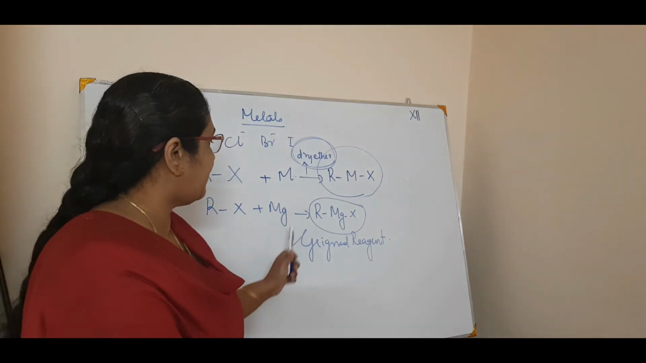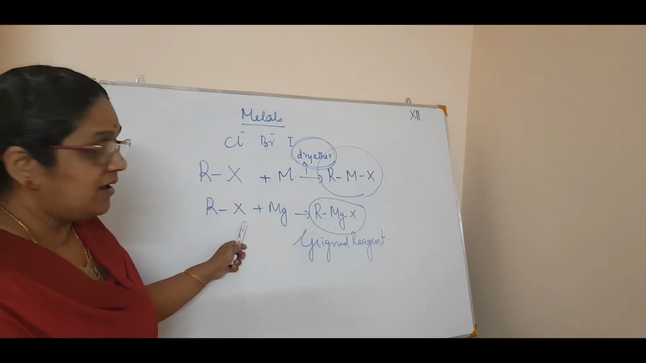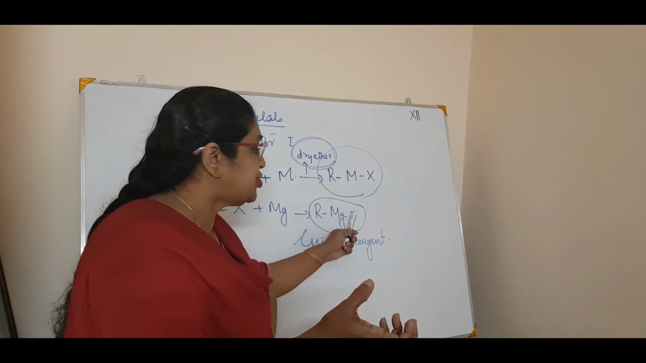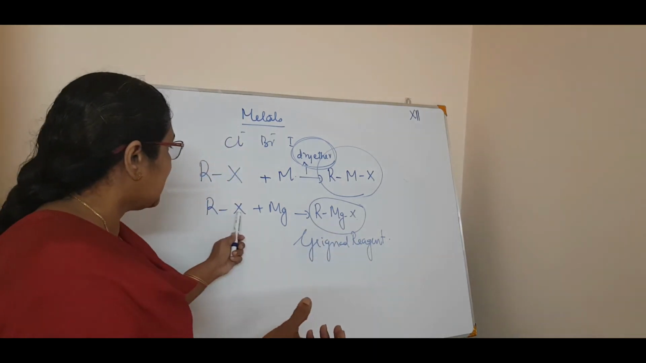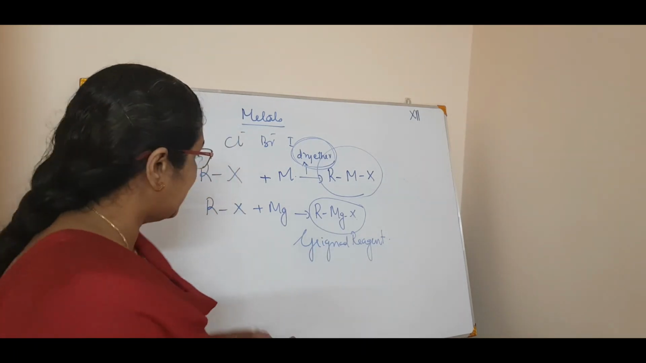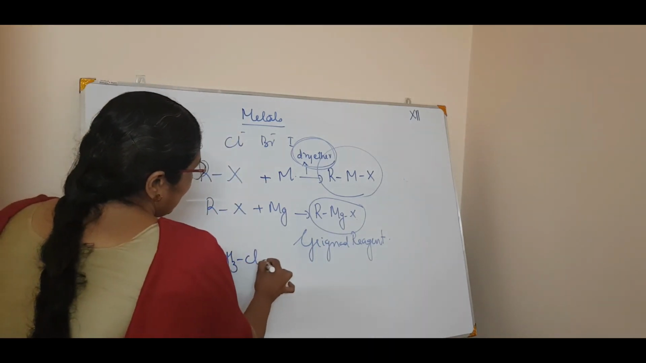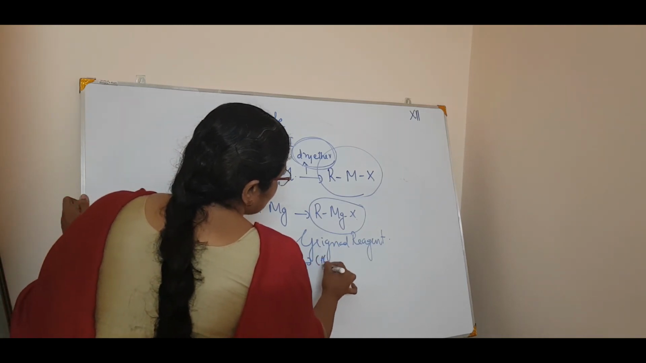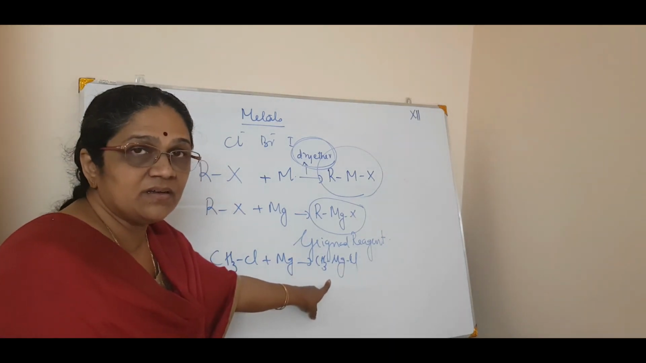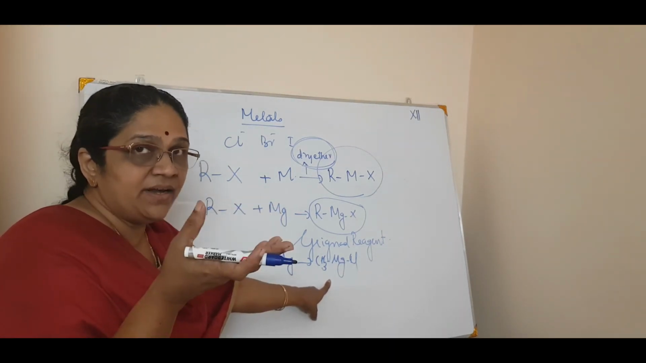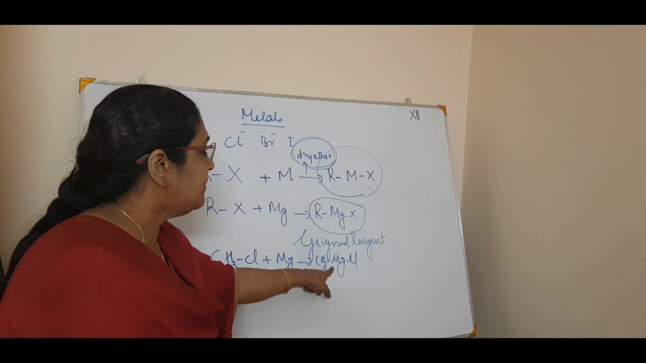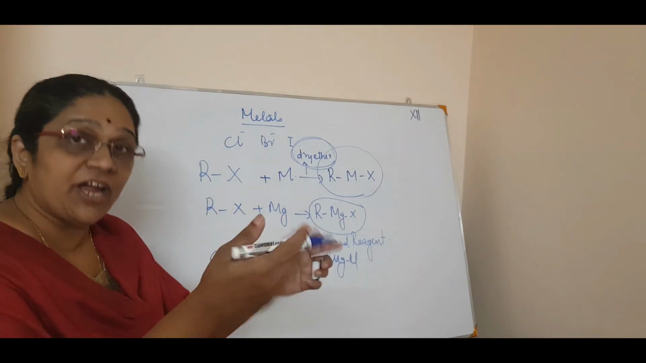So this is how it is prepared. When an alkyl halide is treated with a metal like magnesium, it will form an alkyl magnesium halide. It can be methyl chloride plus magnesium giving methyl magnesium chloride, isn't it? That is CH3Cl plus Mg gives CH3MgCl. This is an example of a Grignard's reagent. Grignard's reagent is a general name; you can name it whatever the compound is, for example ethyl magnesium bromide, propyl magnesium iodide, whatever it is.